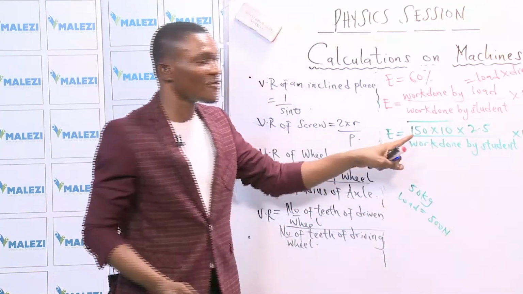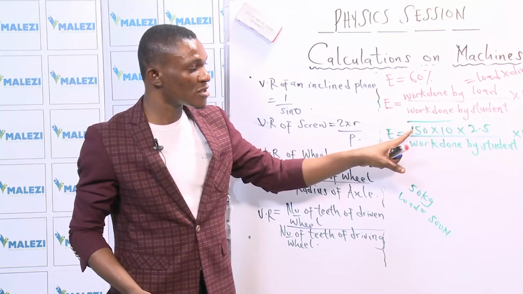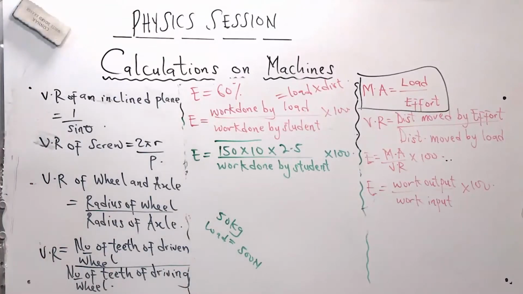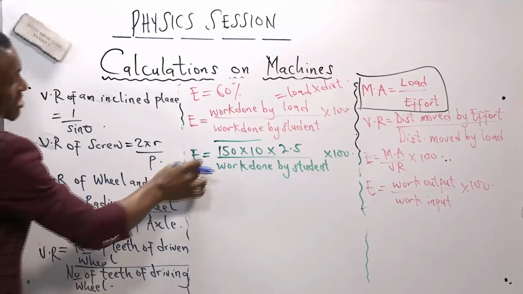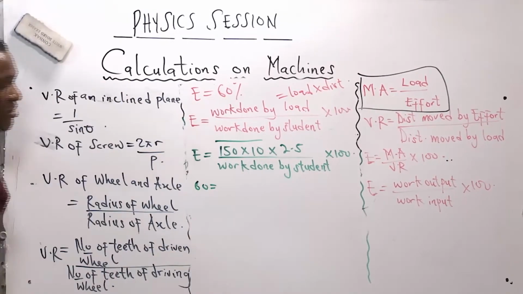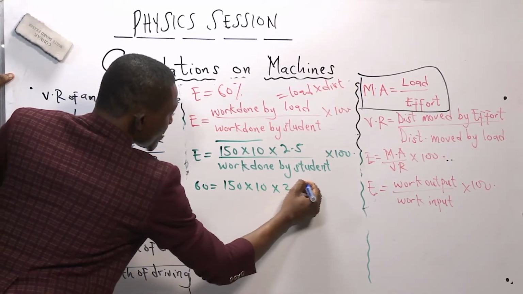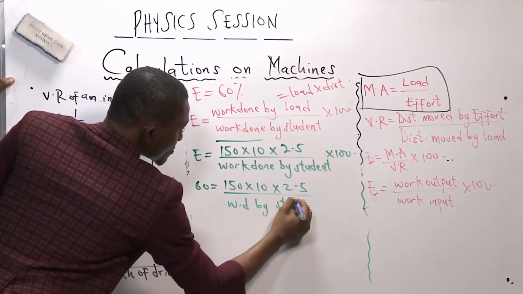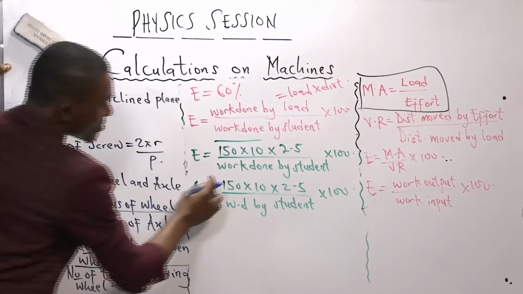So that was what I did here. To convert the 150 kg to Newton, I had to multiply with 10. So that was how I got 150 times 10 times 2.5 divided by the effort of the students, which is the work done by the students, times 100. So that is how we go about it. And our efficiency was given as 60. So 60 is equal to 150 times 10 times 2.5 divided by work done by students, times 100. So let's multiply all this together.